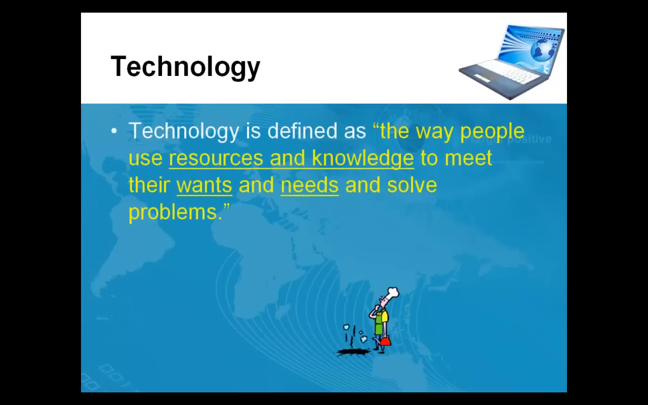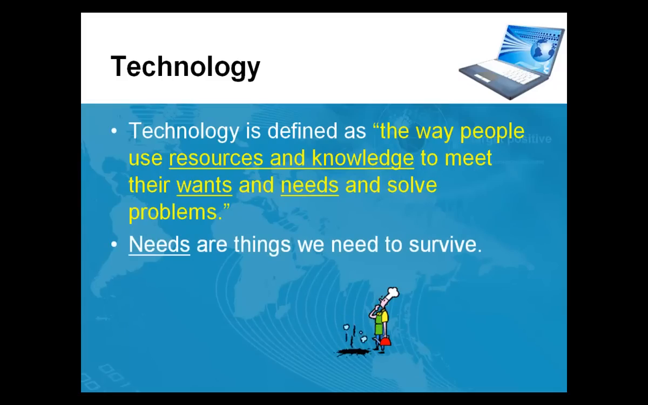Technology is defined as the way people use resources and knowledge to meet their wants and needs and solve problems. That's a pretty lengthy definition, but again, we're going to go by what's in the textbook, which, since we're online, we're not going to use.